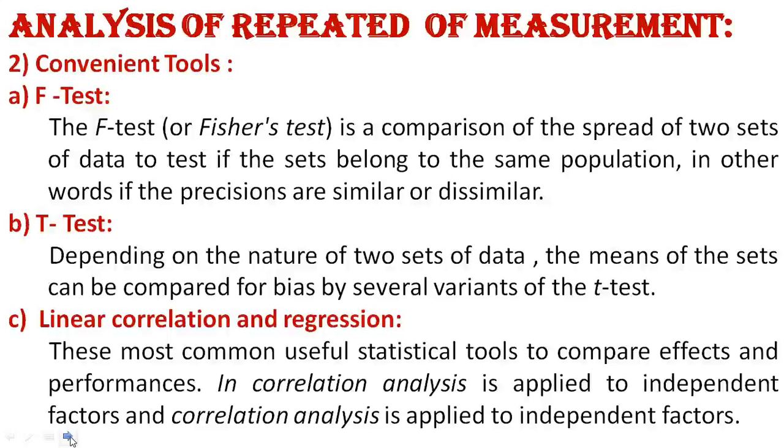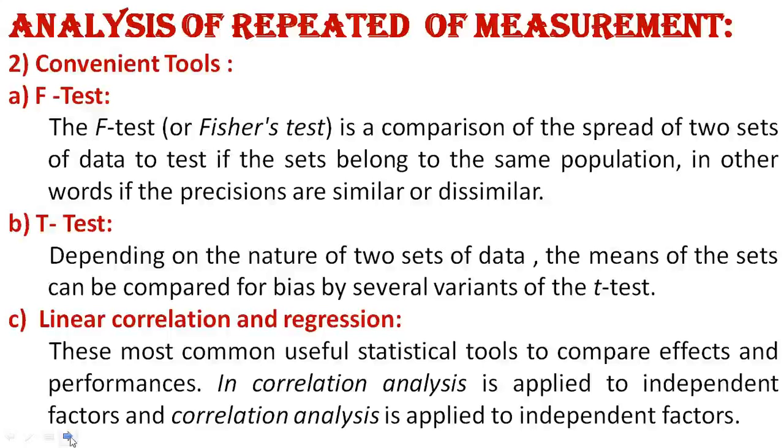It is the comparison of the spread of sets of data to test if the sets belong to the same population. In other words, whether the precisions are similar. So the F-test compares two data groups or two data sets from the same population. So the precision is what matters when we calculate the F-test.